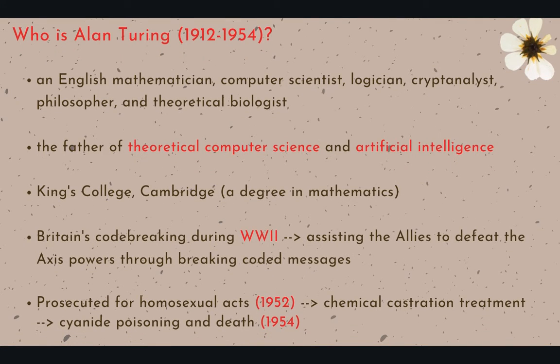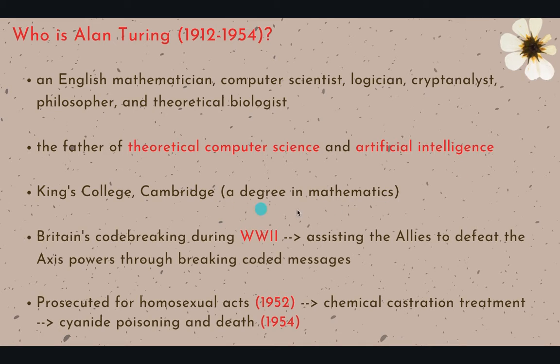Now let's move on to who Alan Turing is. Alan Turing was born in 1912. He is now remembered as an English mathematician, computer scientist, logician, cryptanalyst, philosopher, and theoretical biologist. Of course, he's believed as the father of theoretical computer science and artificial intelligence.